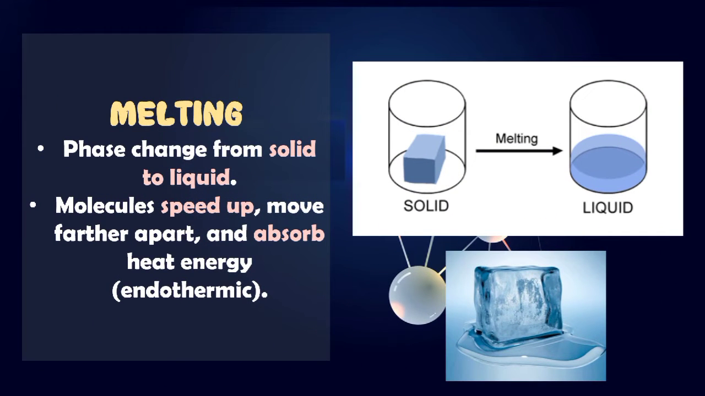First, we have melting. Melting is a phase change from solid to liquid. In the melting process, the molecules of solid speed up because they absorb energy from their surroundings, which we call the endothermic process. This results in the molecules moving apart. An example of this phase change is the melting of ice to water. Now, any solid matter which becomes liquid after heat is introduced undergoes the process of melting.